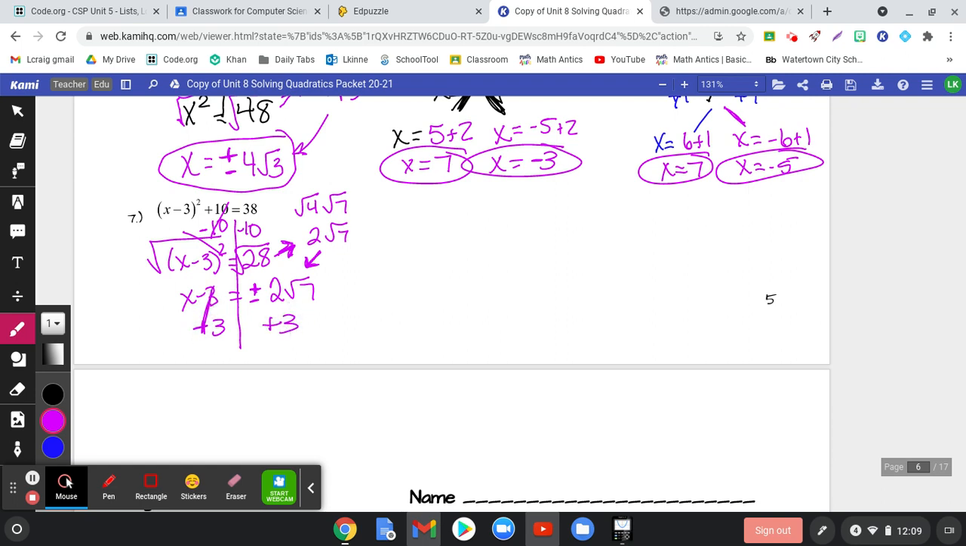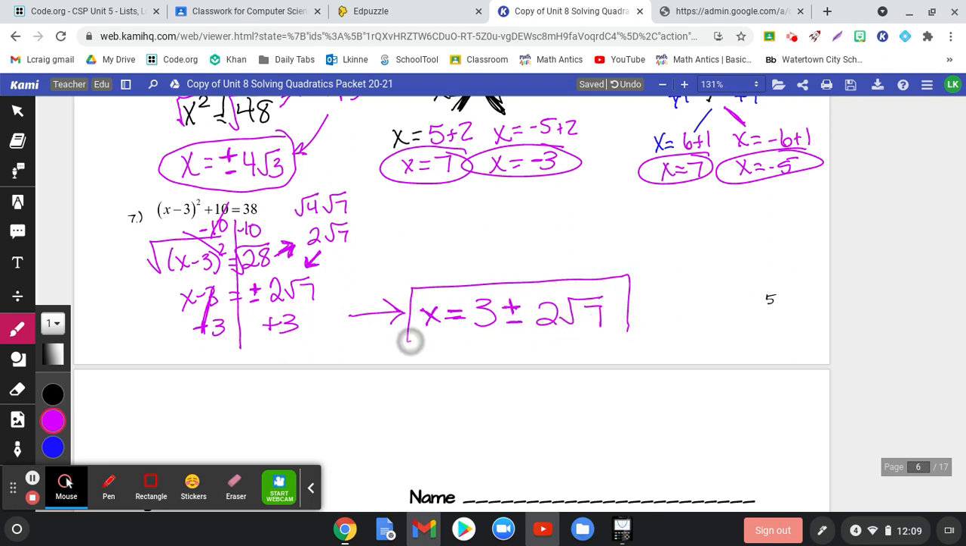So the last part of this, you got this -3, so we're going to add 3 to both sides. Here's the thing. We can't add the 2 and the 3 together. We can't add. It's like a package deal. So when you write your answer, it's going to look like this. X equals, I'm going to put the 3 first, and then the positive or negative 2 radical 7.